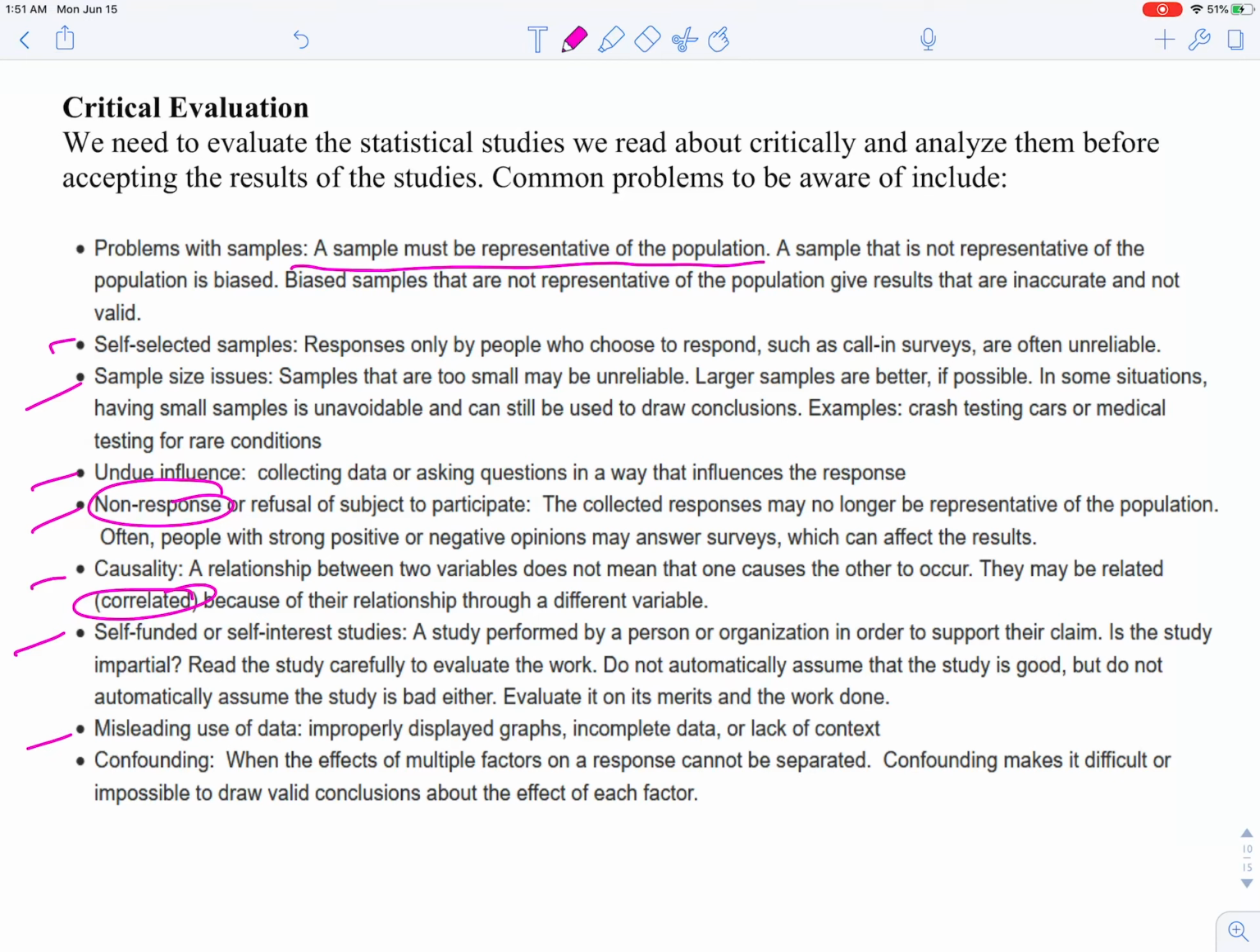All right, the next bias here is misleading use of data. So improperly displayed graphs, incomplete data, or a lack of context. Politicians unfortunately use a lot of that misuse of data.